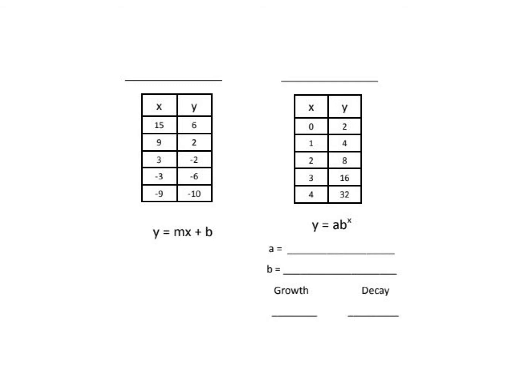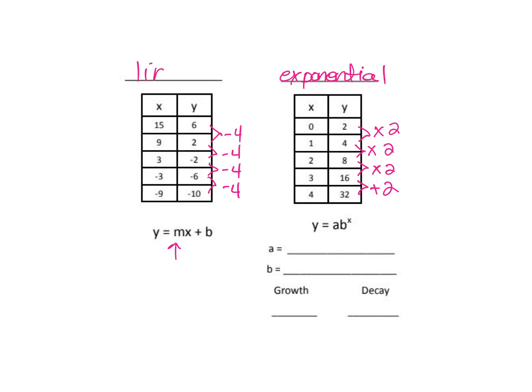So first of all, we need to see the difference between the two. Normally when we have a table, we look at finding the slope. So what we're going to do is use the y value to see what it is changing by. Each time here, it looks like I'm subtracting 4. Well, I'll look at the other table here. It's kind of hard to see until you start getting further down, but here we're multiplying each time by 2. So this is what we call an exponential function. Well, this one is just a linear function.